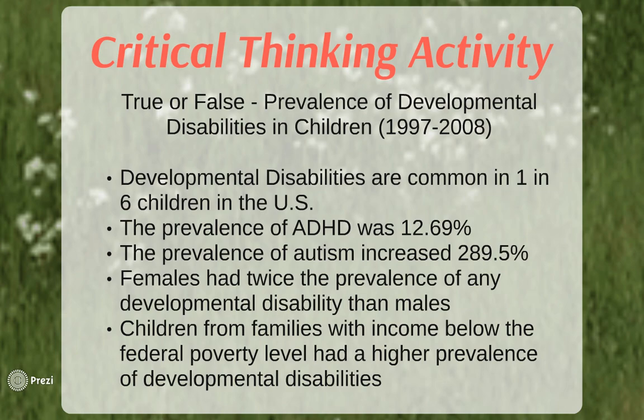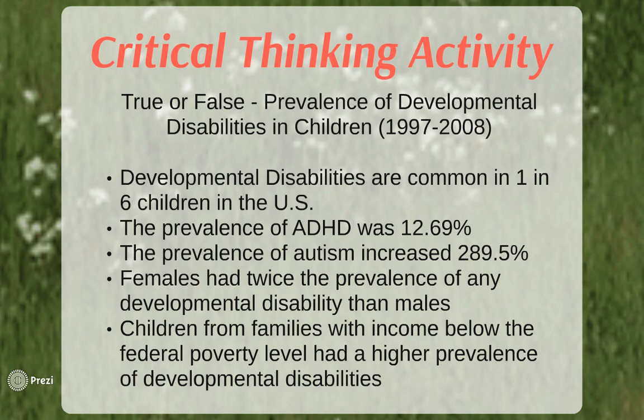The prevalence of autism has increased 289.5%. This is a true statement. Autism prevalence increased 289.5% in the 12-year study.